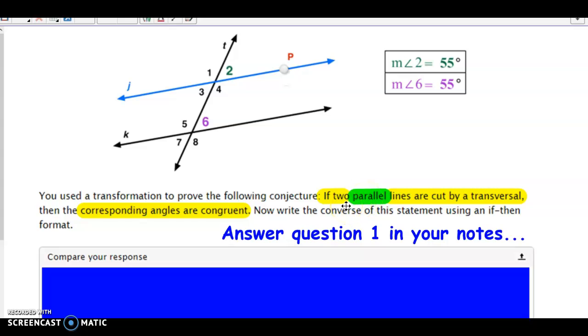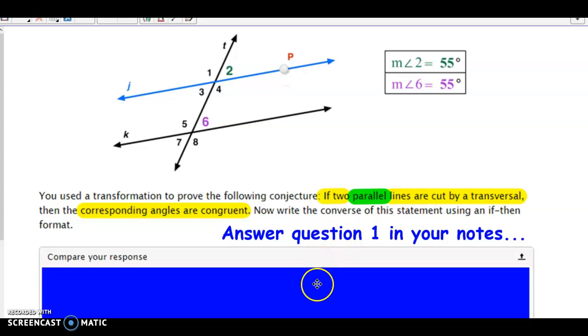So in question 1 of your notes, we're going to write the converse of this statement. Remember, the converse is switching the hypothesis and the conclusion, but it's not just as easy as saying if corresponding angles are congruent, then two parallel lines are cut by a transversal. That doesn't make sense, okay?